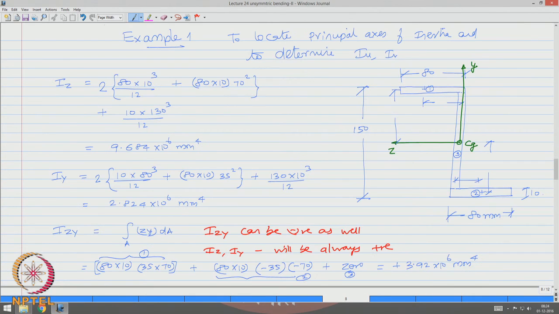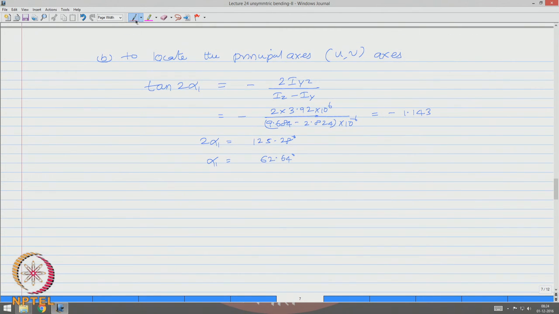So, let us go back to this figure and locate the principal axis. This is my 62 degrees, and this is my u, and this becomes my v, and this angle is 62.64 degrees. It is expected that since u and v are principal axes, I uv will be 0.